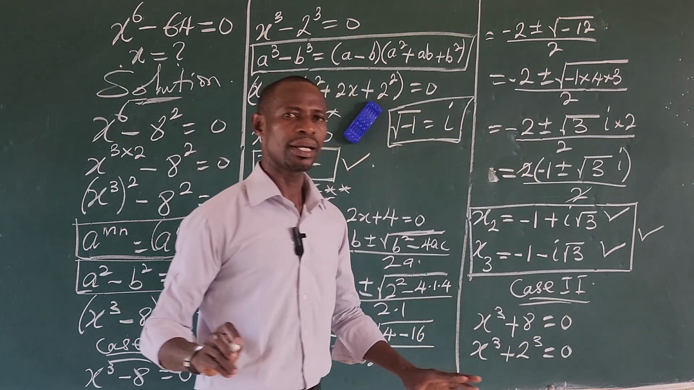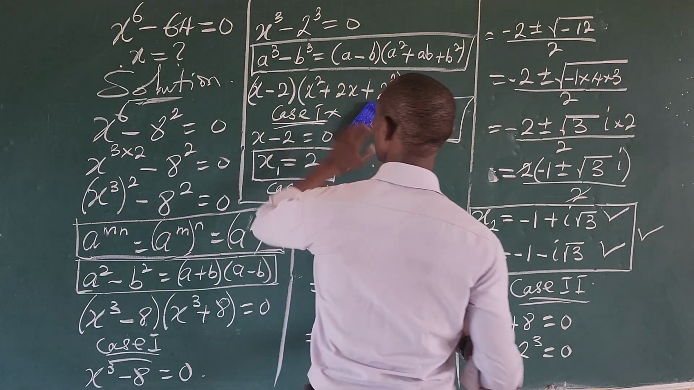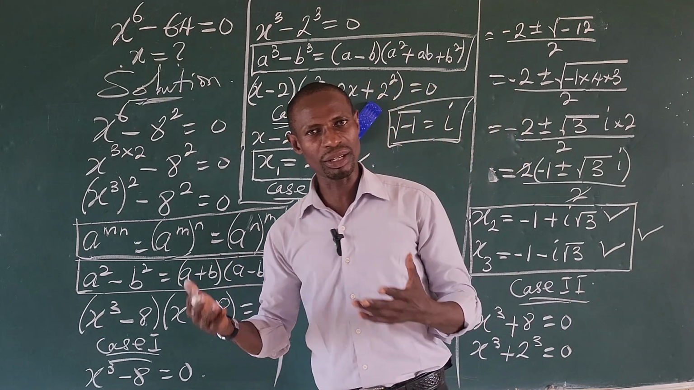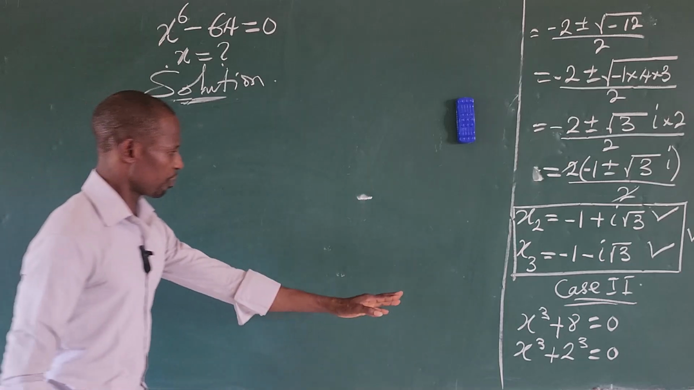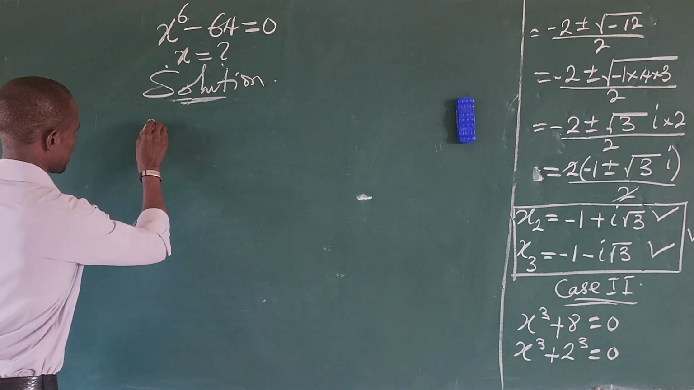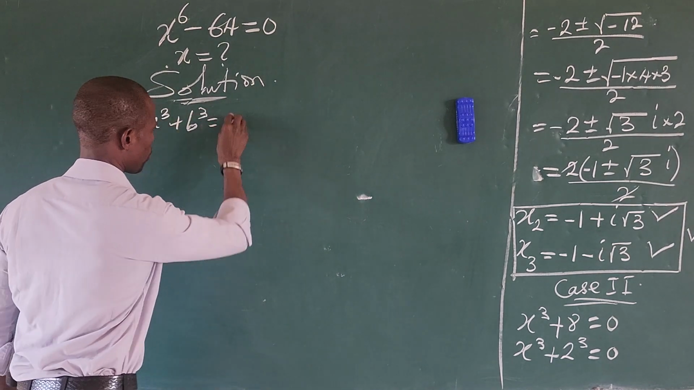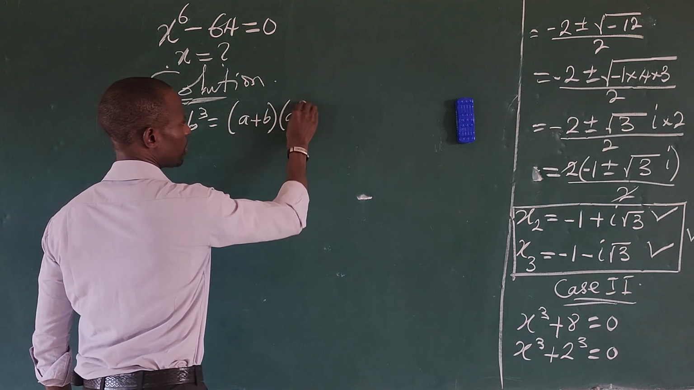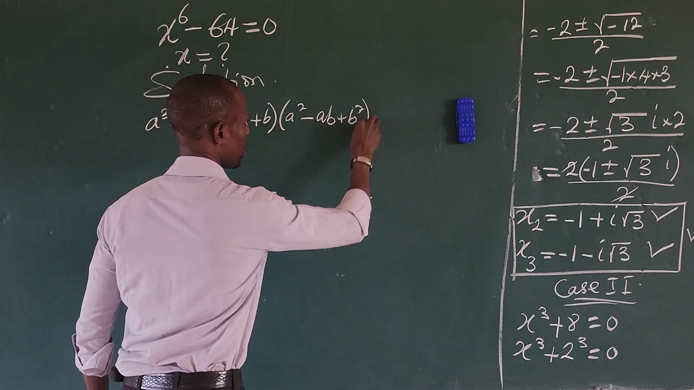Here we are going to apply the sum of 2 cubes. So how do we apply the sum of 2 cubes, or what does it say? We're going to see what that says in this next step. What does the sum of 2 cubes say? It says that if you have a to the power of 3 plus b to the power of 3, this is equal to bracket a plus b, close bracket, bracket a to the power of 2 minus ab plus b squared, close bracket.